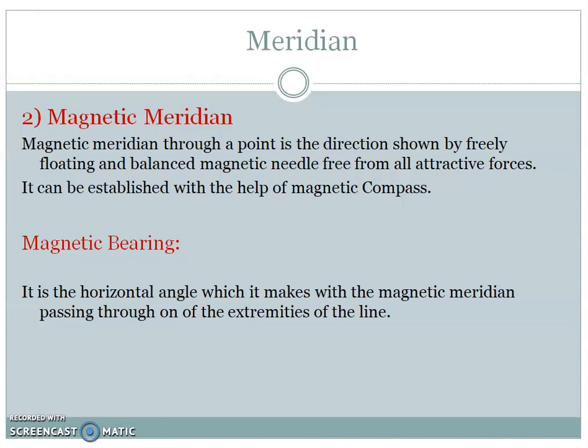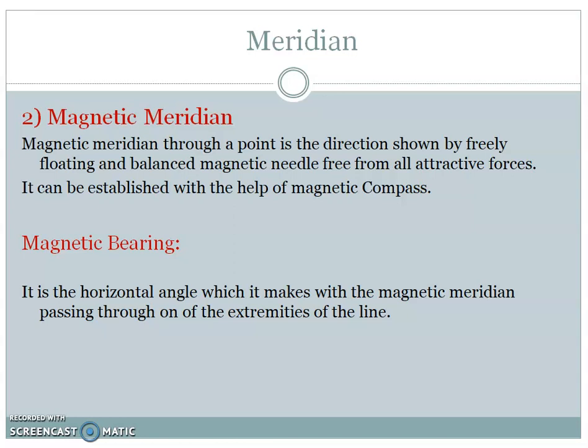Then magnetic meridian. Magnetic meridian is which is calculated with the help of a magnetic needle, and which is free from all the attractive forces. Now this can be established with the help of a magnetic compass. You all are very well aware of the magnetic compass. Our phone has a magnetic compass, or some of your watches may also have a magnetic compass, or you get a small magnetic compass which is usually used to see the direction north, south, east, west.